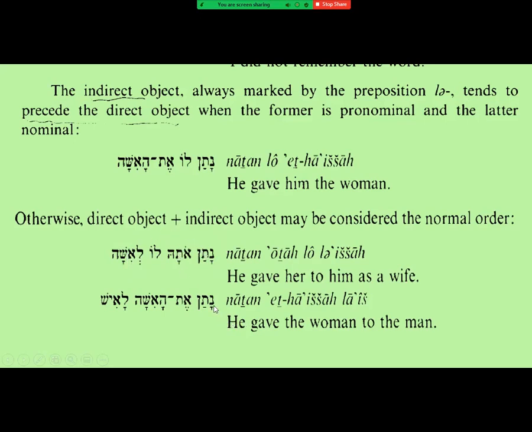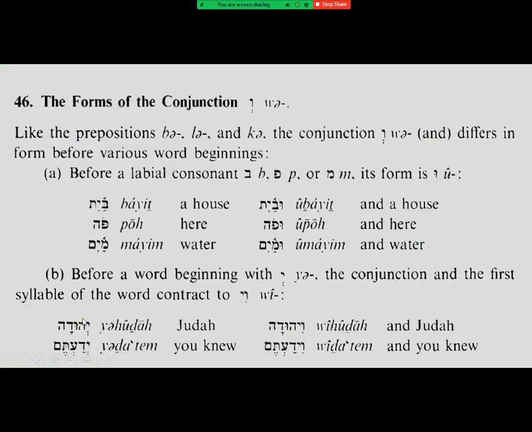All right, and conversely, natan et ha'isha la'ish. He gave the woman to the man. This is the direct object. This is again the la, whoever has the la is the receiver. So he gave the woman to the man.